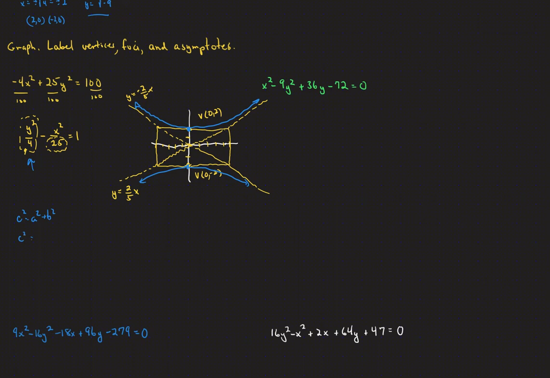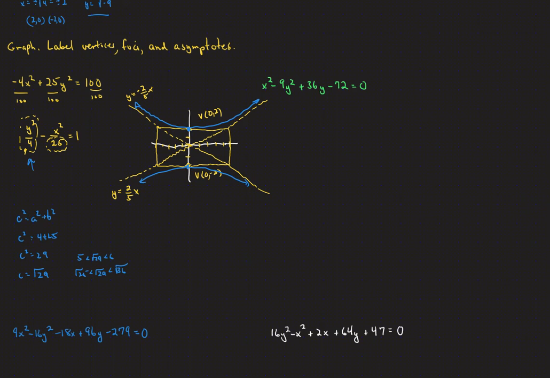So c squared will be 4 plus 25, that's 29. So we're going to get the square root of 29, and that's in between the square root of 25 and the square root of 36. So our square root of 29 is going to be in between 5 and 6. They're going to lie on that major axis or transverse axis, so we're going to put them on the y-axis.